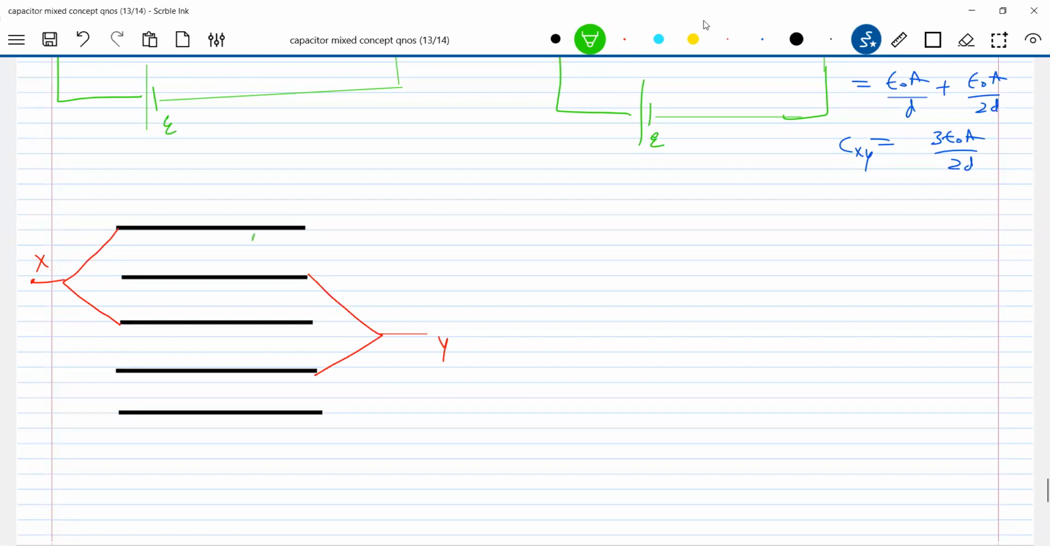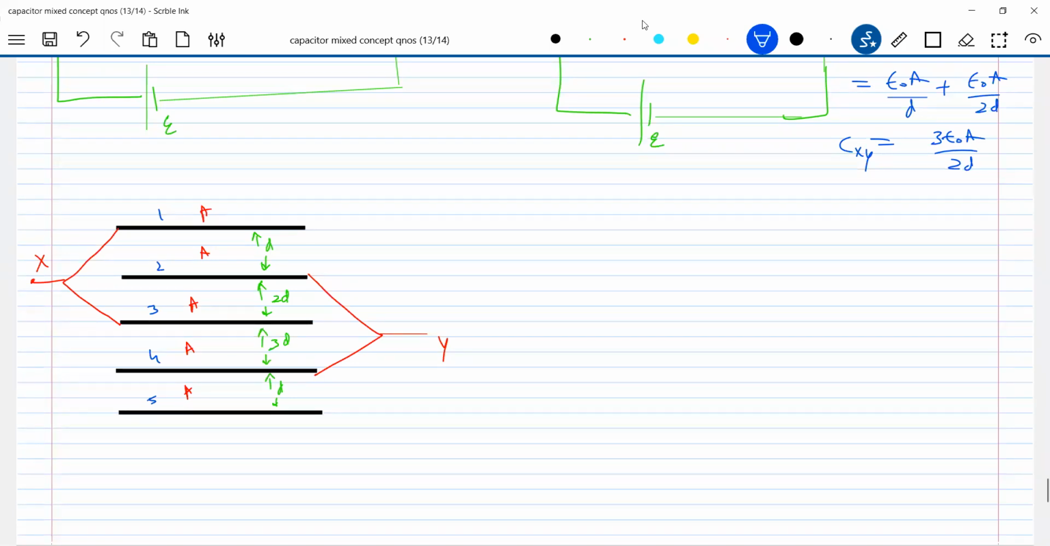The separation between the plates is D. All plates are identical, where the area of cross section is A. What is the capacitance Cxy? So you start numbering the plates 1, 2, 3 and redraw the circuit. You can also do it by Gauss law.